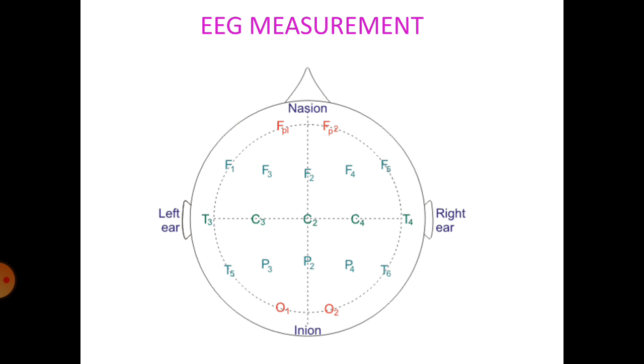Left ear, right ear and nasion-inion. F is for frontal, T for temporal, P for parietal and C for central lobes. These are the lobes. We have 4 lobes already specified. These points mention the lobes and distance. So, thank you.